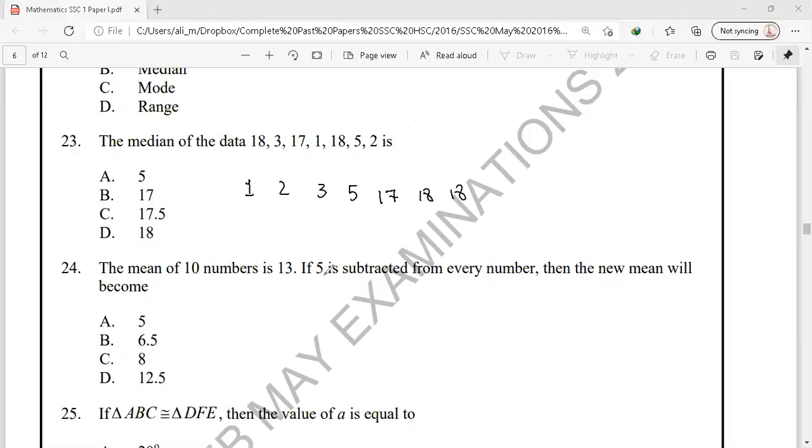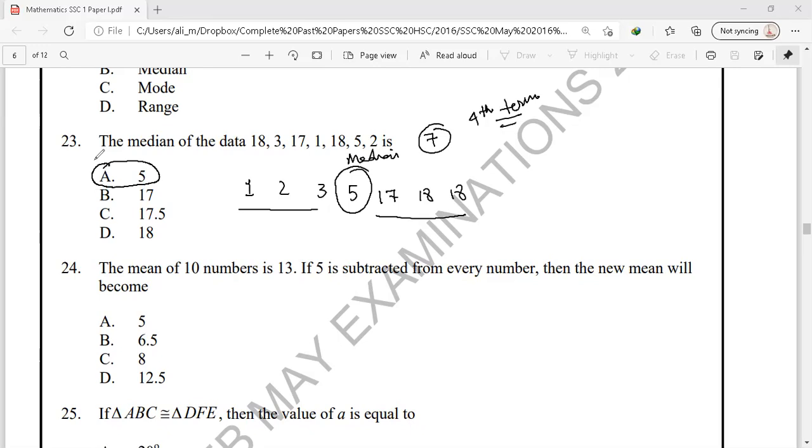So we have arranged our data into ascending order, and we have a total of 7 terms in it. So our median would be equal to the fourth term. The fourth term is our median. So the starting three terms and the last three terms would be left. So the middle term, or the fourth term, is our median. So the median for this given data is 5. So let's mark the correct option, that is option A.